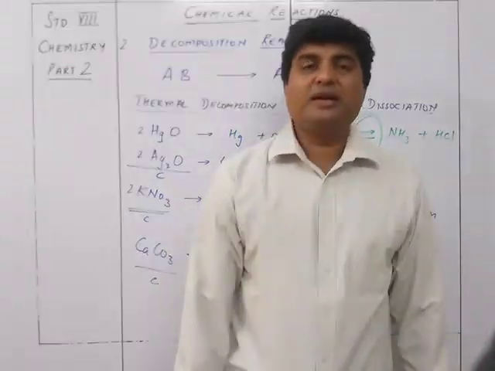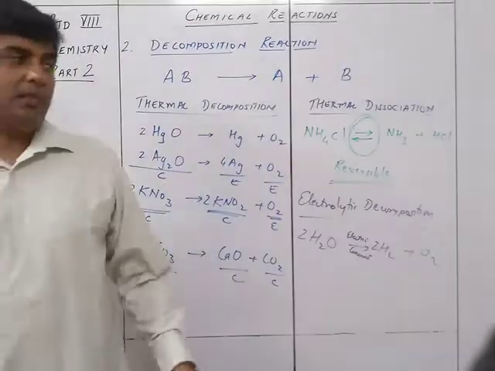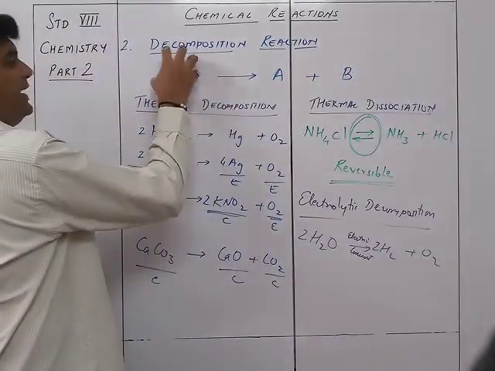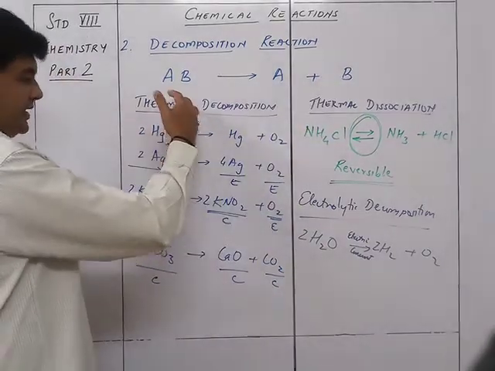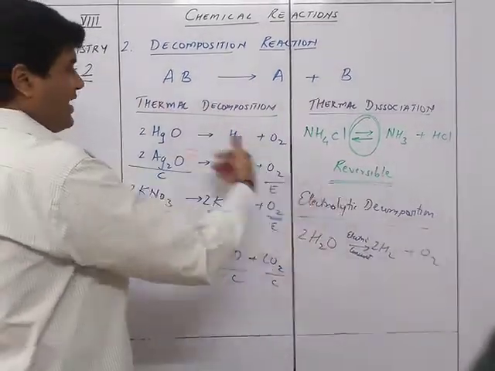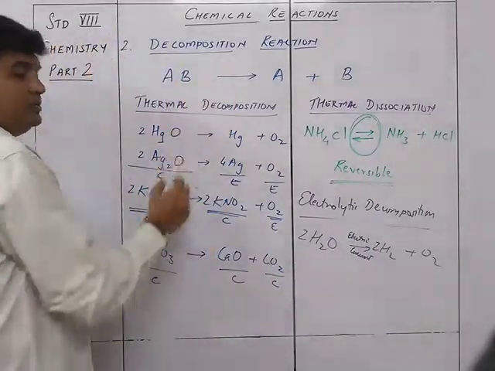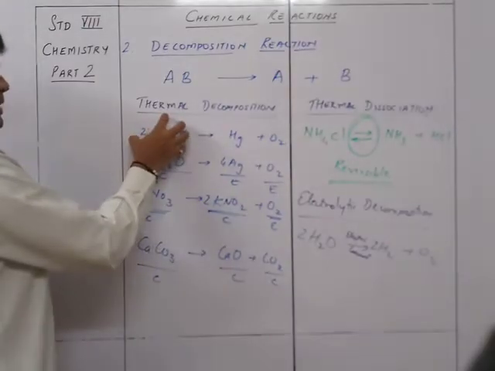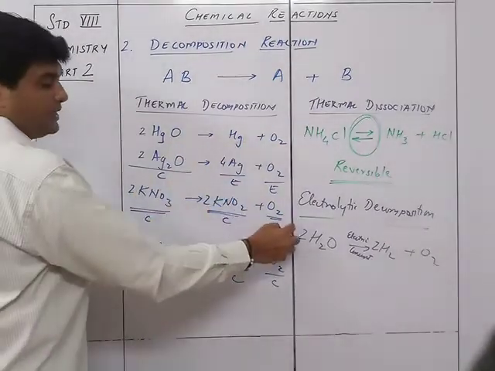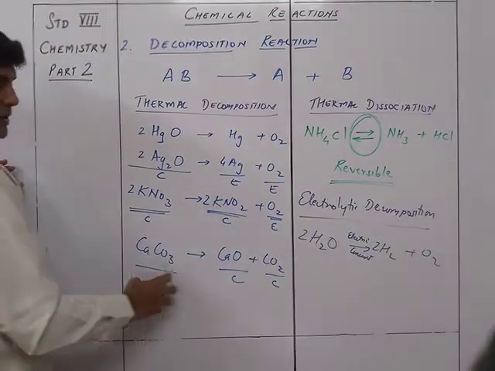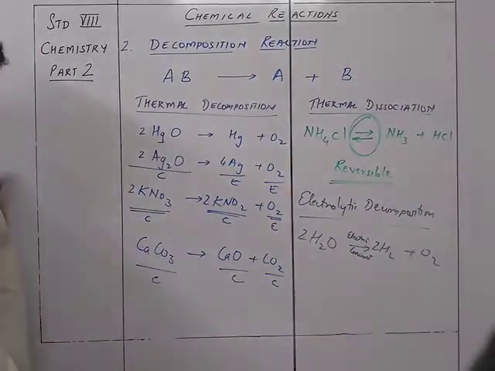So that was the decomposition reaction, wherein the main thing about a decomposition reaction is that AB is going to form A plus B. Okay, so there are basically three types, in fact more, because there is photochemical also. Thermal decomposition, in which we have one compound giving rise to two elements, or one compound giving rise to one compound and one other element, or one compound giving rise to two compounds.